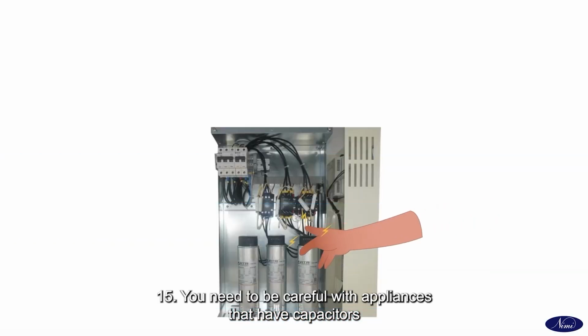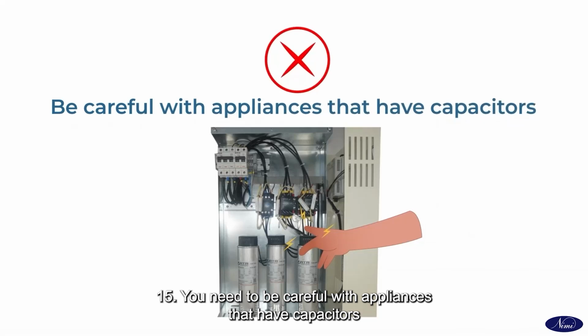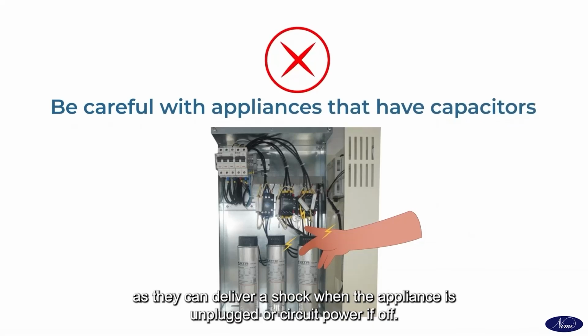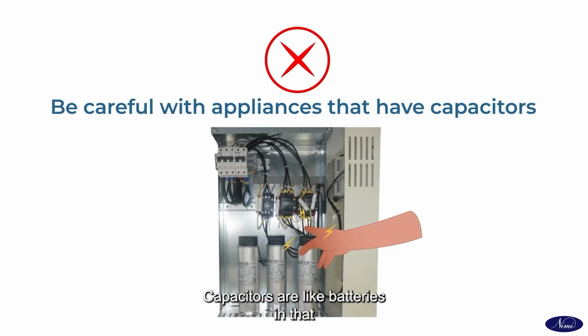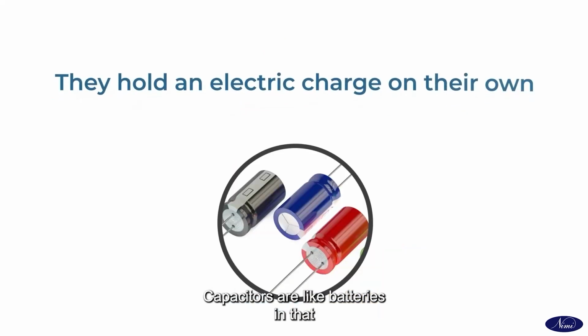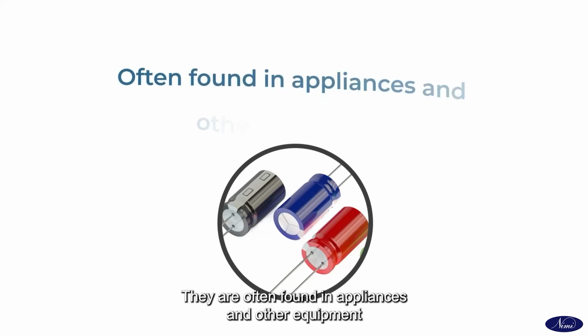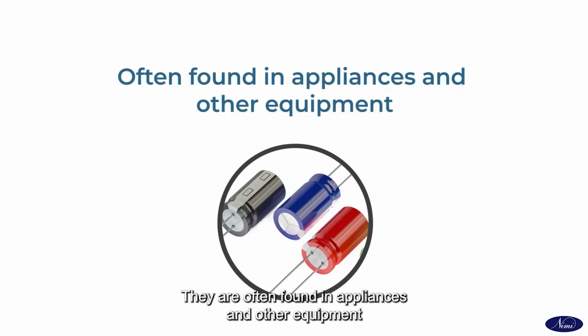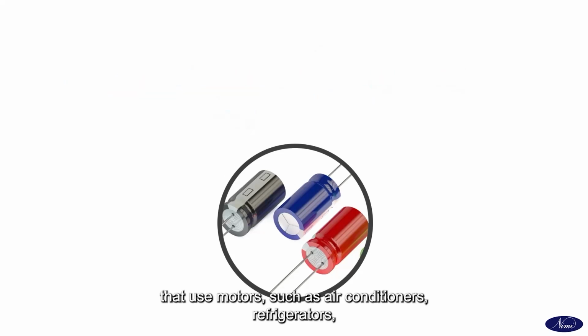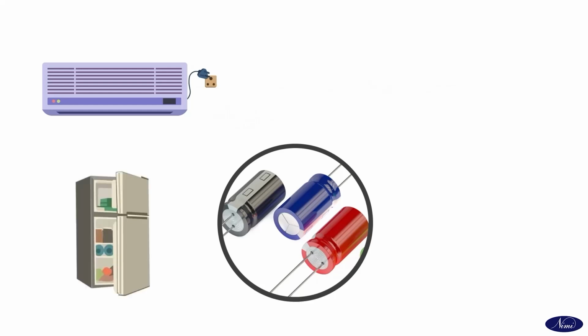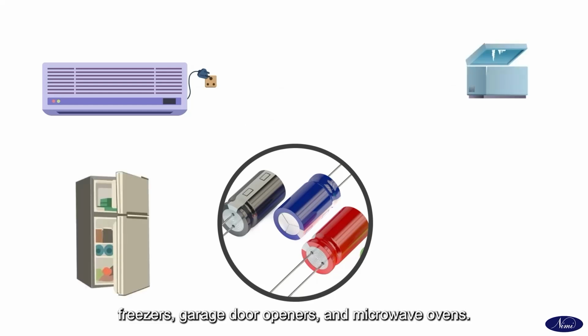15. You need to be careful with appliances that have capacitors, as they can deliver a shock when the appliance is unplugged or circuit power is off. Capacitors are like batteries in that they hold an electric charge on their own. They are often found in appliances and other equipment that use motors such as air conditioners, refrigerators, freezers, garage door openers, and microwave ovens.